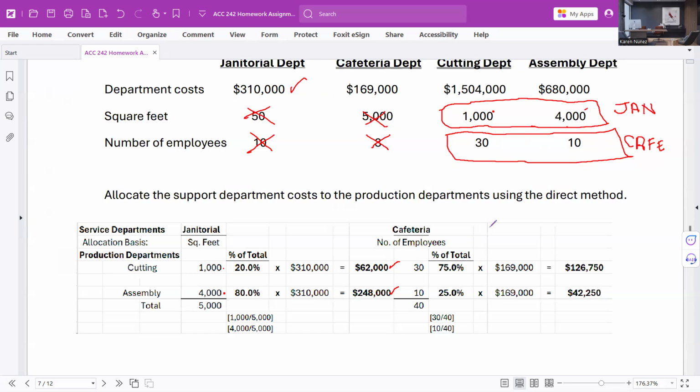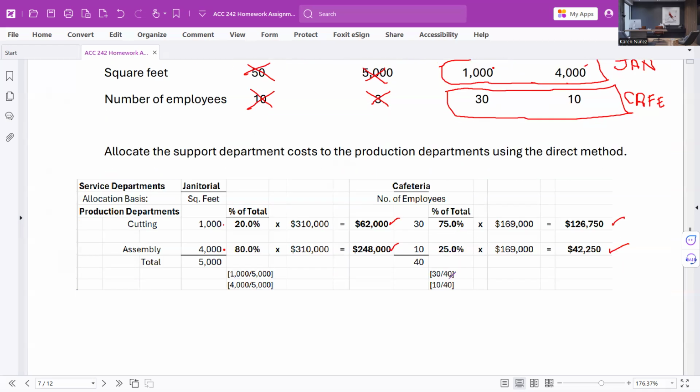Same thing for cafeteria. We're going to use employees. 30 and 10, 40. 30 divided by 40 is 75%. 10 divided by 40 is 25%. Going to multiply times the cost for cafeteria. So 75% times 169,000, that's the allocation. 25% times 169,000, that's the allocation. So we're using the direct method. We ignore any services that these support departments provide each other, and we just focus on how the support departments service the production departments. And we allocate based on the appropriate cost drivers for those two support departments.